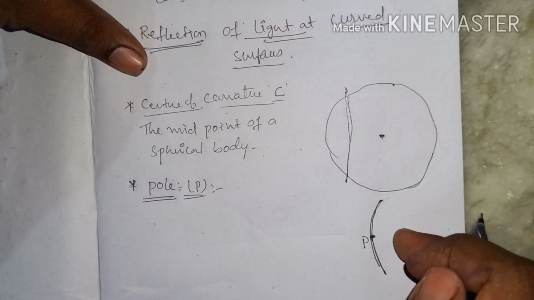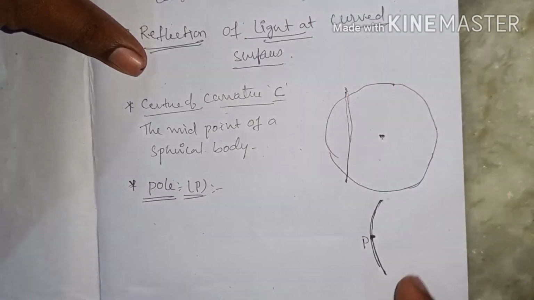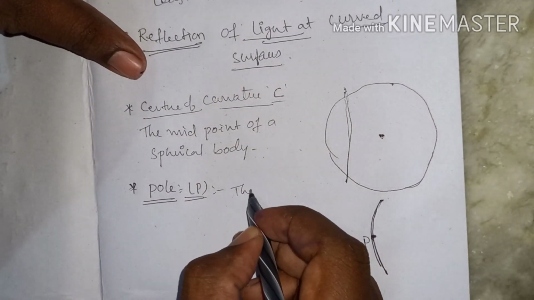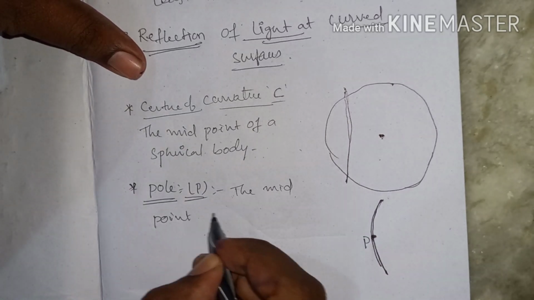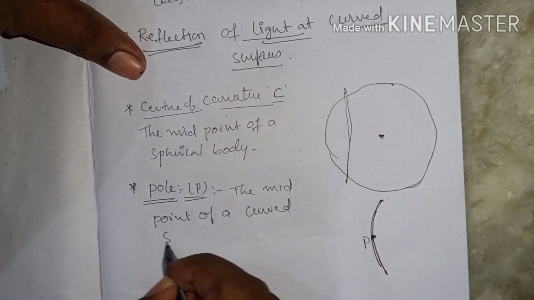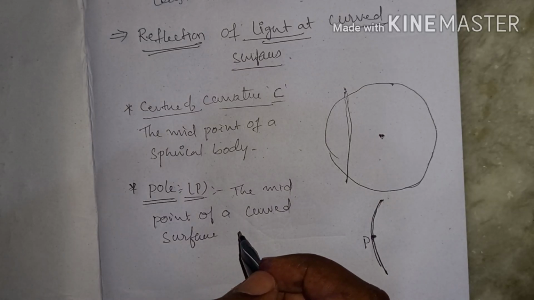So what is the difference between these two? This is the midpoint of a spherical body. This is the midpoint of a curved surface. So the midpoint of a curved surface we call the pole.